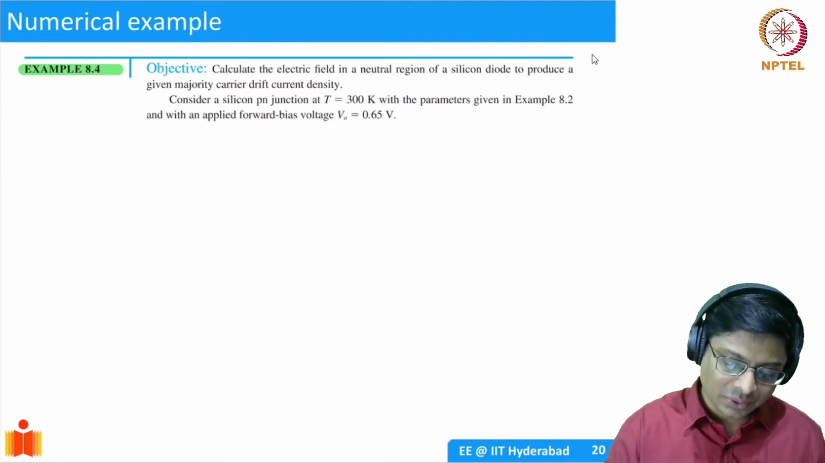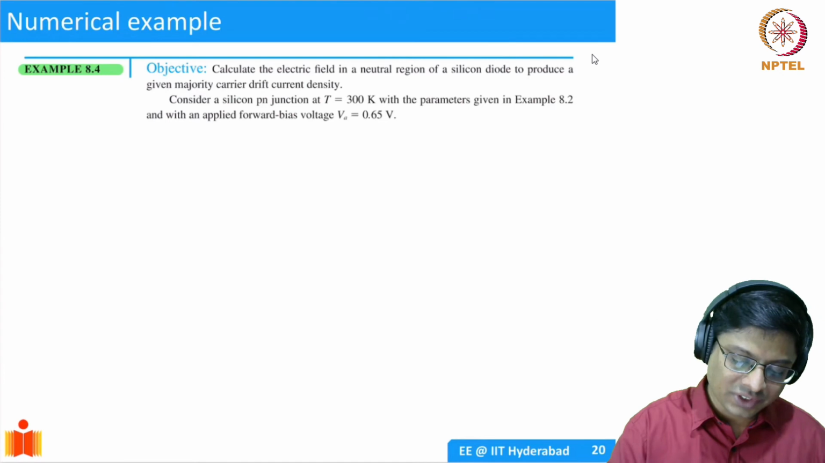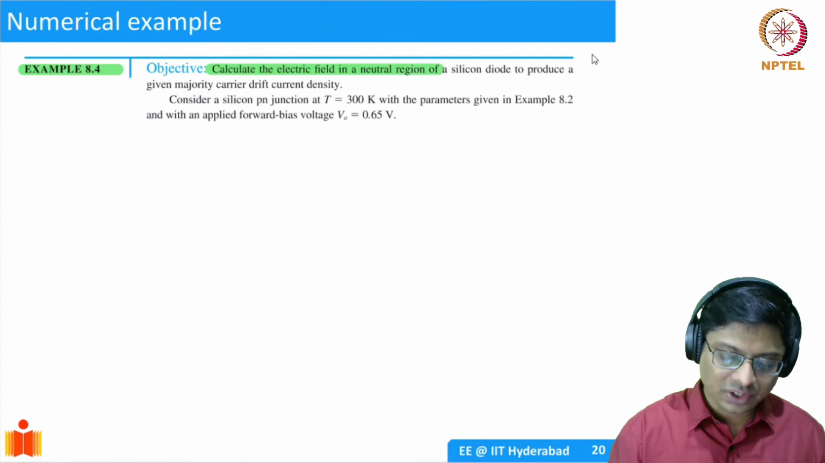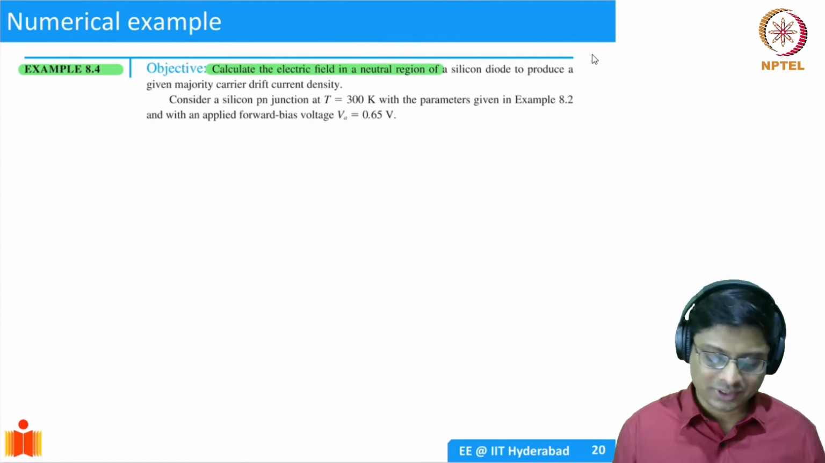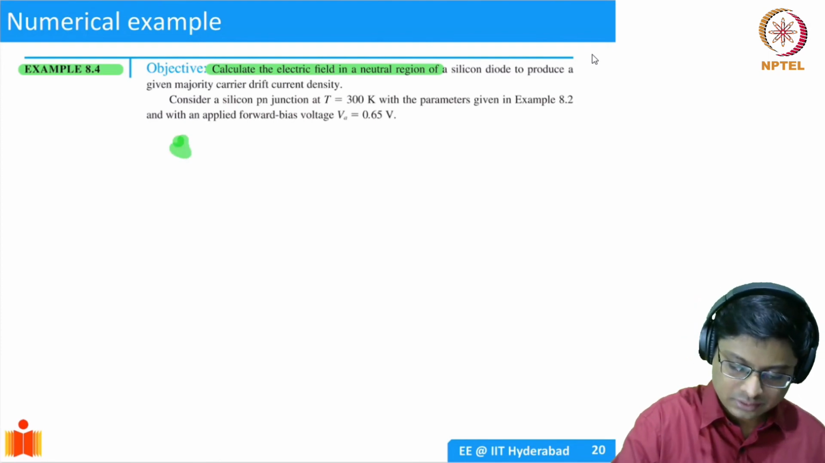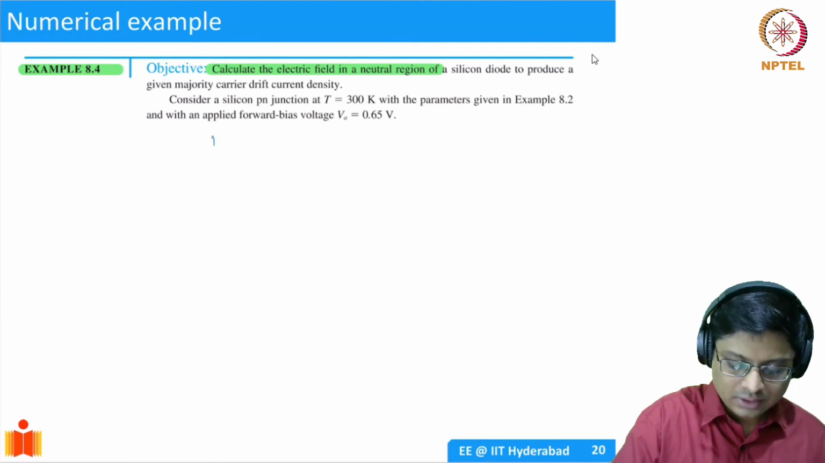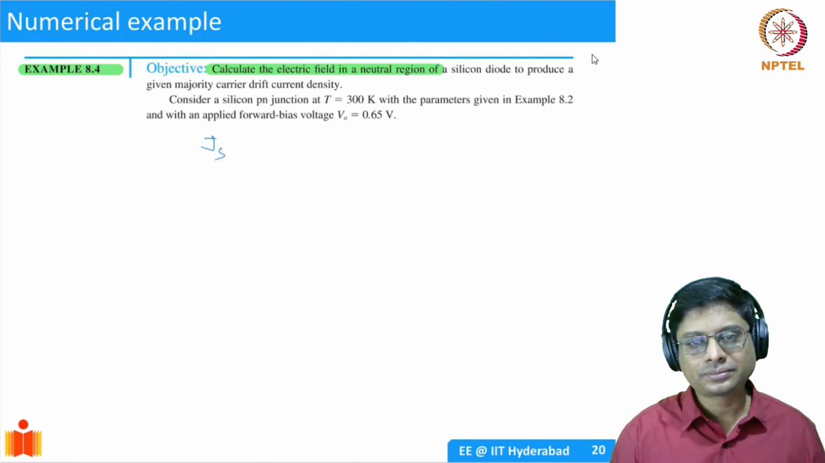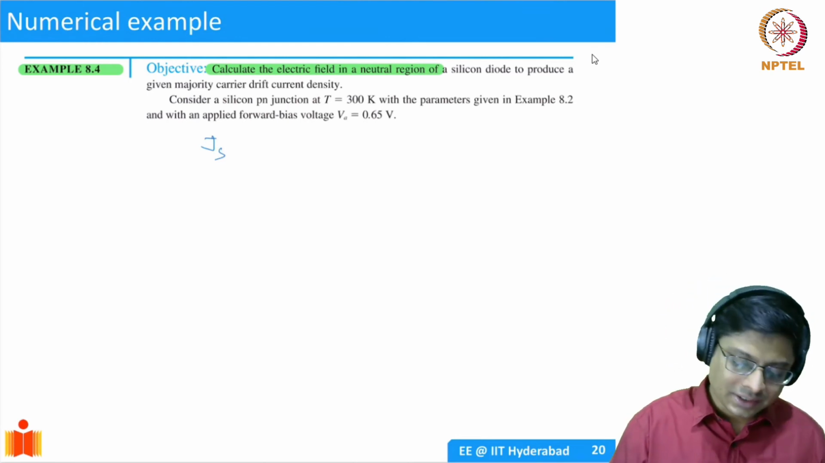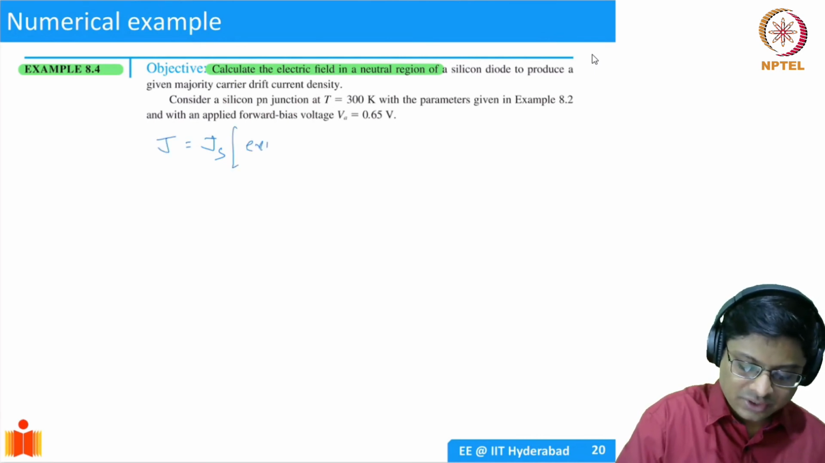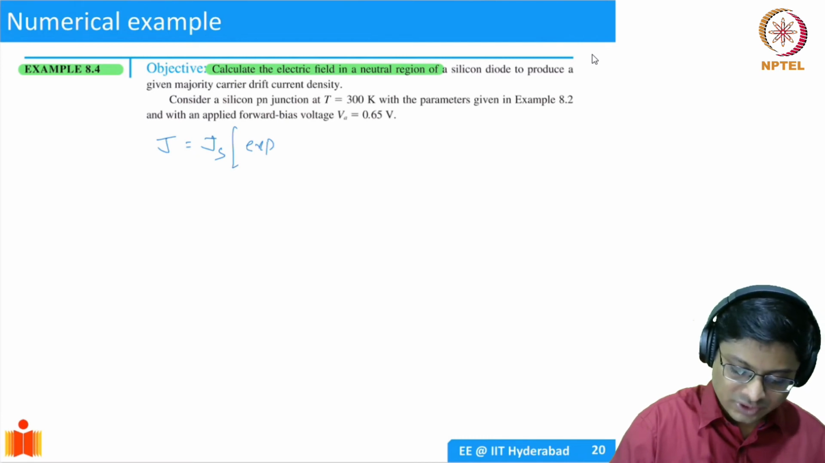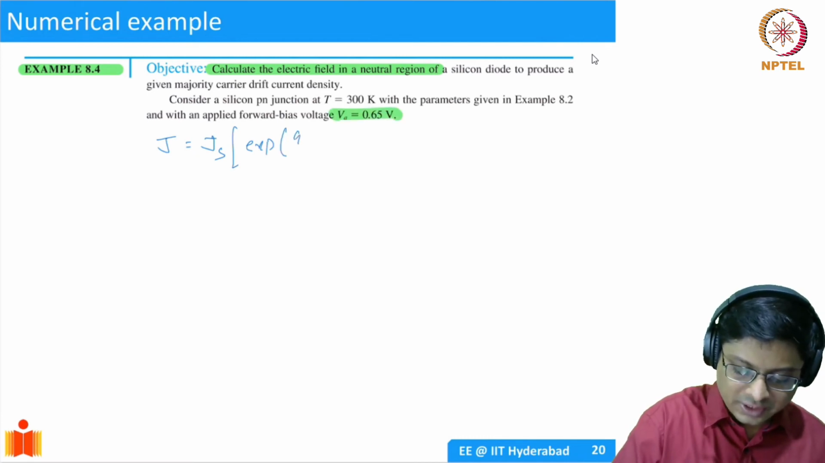So essentially here they're asking you to calculate the electric field in the quasi-neutral region. How will you calculate that? Well, first you will calculate Js, the saturation current, and then calculate J is equal to Js exponential, there's some voltage given to you right here. So exponential QV applied divided by KT minus 1.